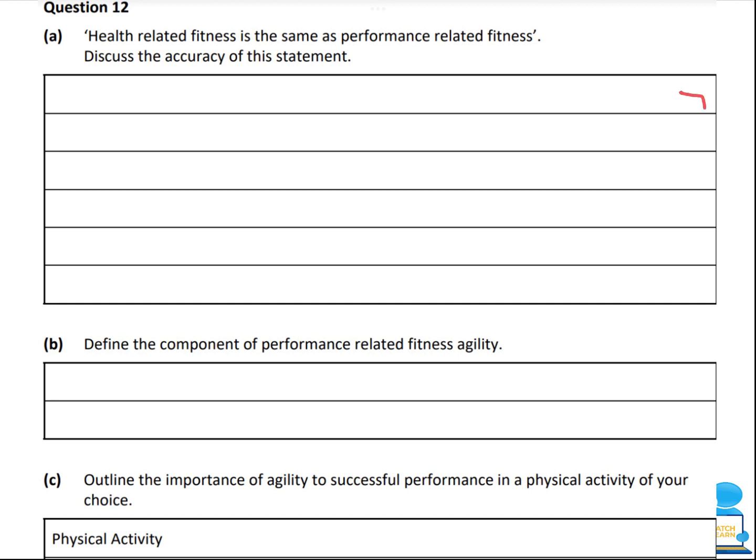So here you would have quite a bit of space. So you would firstly define what health-related fitness is, and then what performance-related fitness is, provide some of the components, discuss how everyone in the world needs a good amount of the components of health-related fitness, whereas only elite athletes will need some of the performance-related fitness components, and then you can draw links between the two.